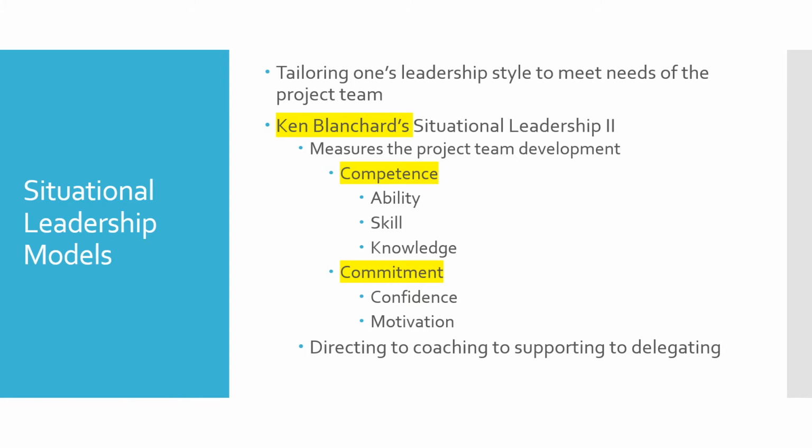So let's get into the specific models. We'll start with the situational leadership model. What it's all about is a project manager or leader tailoring their leadership style to meet the needs of the project team. You need to evolve your leadership style to meet the needs of the team. Because if you go with adaptive methods like agile, you have to have servant leadership. A command-and-control project manager style may not work, because with a self-organizing team in hand, you may not want to go for an authoritative style of leadership.